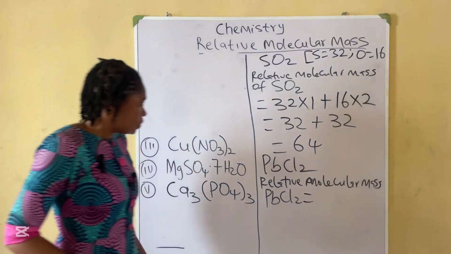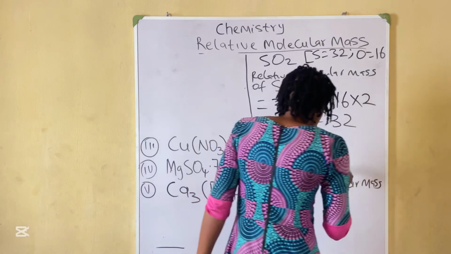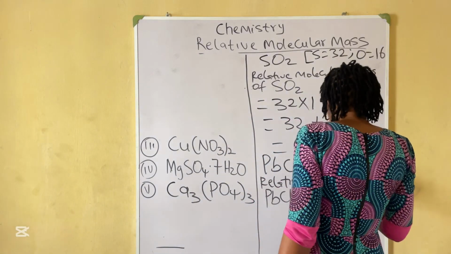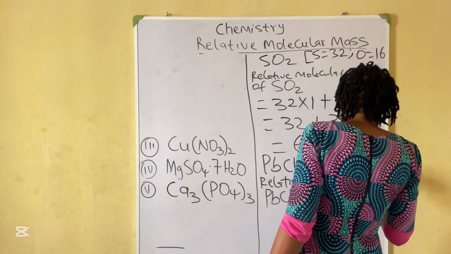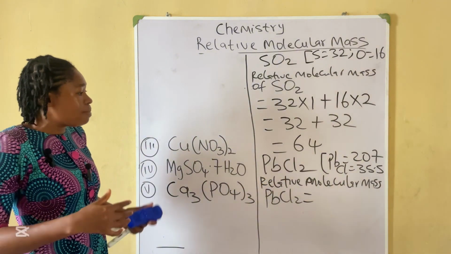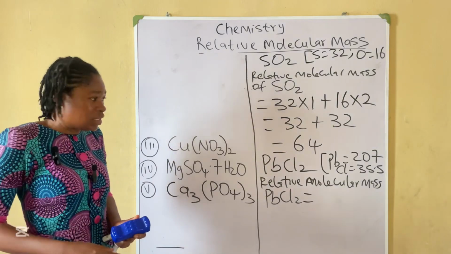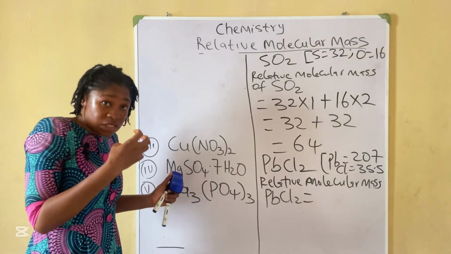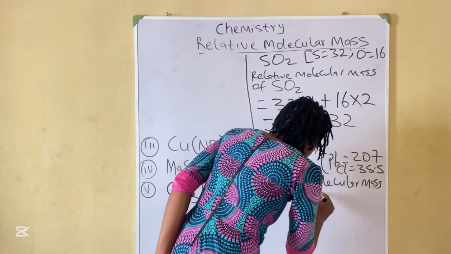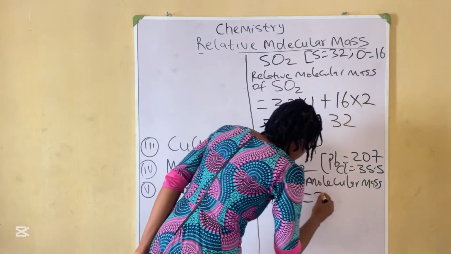The relative atomic mass of lead is 207. Chlorine is 35.5. Like I said, the relative atomic mass of the elements will be provided for the student. It's always provided for the student, but with time, you will know all these things.